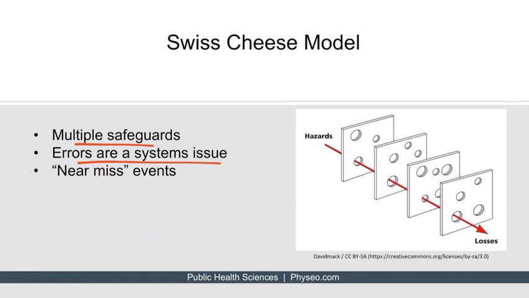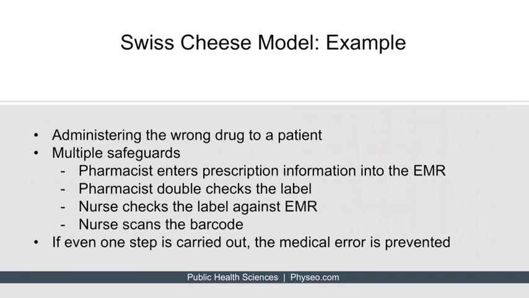This model acknowledges that errors can still occur when all of the holes in the Swiss cheese model line up. Let's illustrate this with an example. Administering the wrong drug to a patient is a classic example of medical error. There are multiple safeguards to prevent this from happening. The pharmacist has to enter the prescription information into the EMR before filling the prescription. He or she then double checks the label before sending the prescription to the floor.